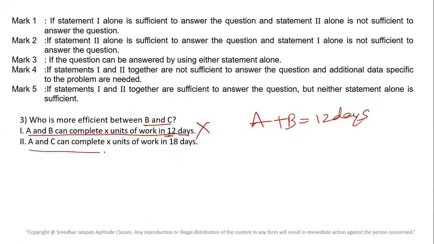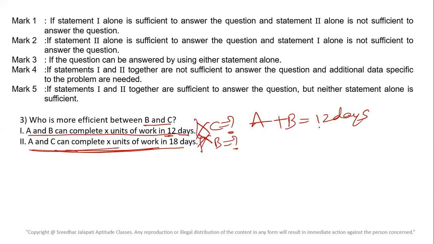Second, A and C can complete the work in 18 days. First of all, in this, do we have B? No. In the first statement, we don't have any information about C. In the second statement, we don't have any information about B. So individually, the statements are not sufficient. When individually they're not sufficient, what is the next step?